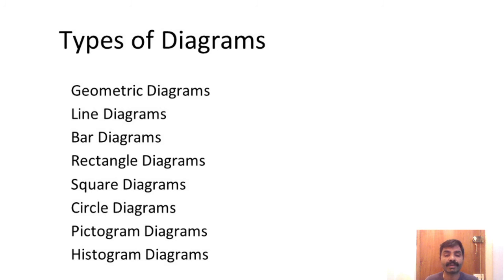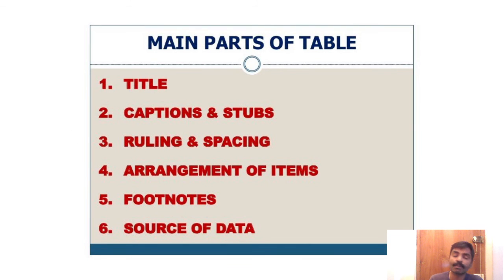systematic presentations can be done with the help of geometric diagrams, line charts, bar charts, rectangle diagrams, square diagrams, pie charts, pictograms, and histograms. It's easy to identify just by looking at the graphs what is what, how it is, and what the level is, everything without much explanation. With the help of the diagram, we can analyze and we can measure.